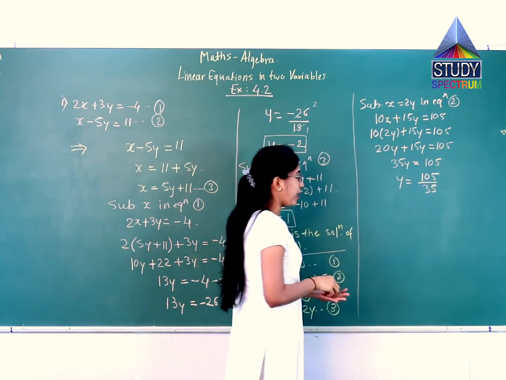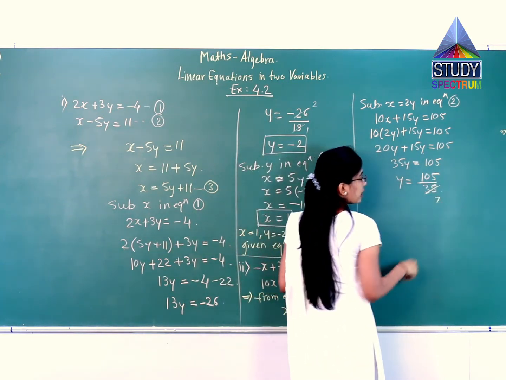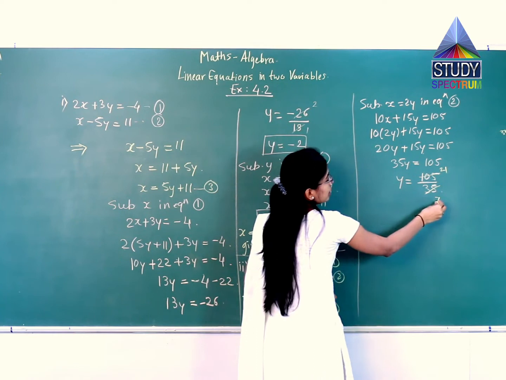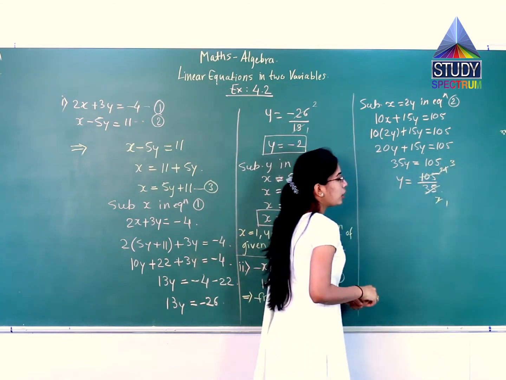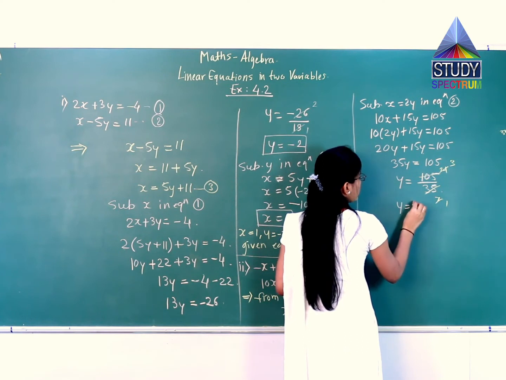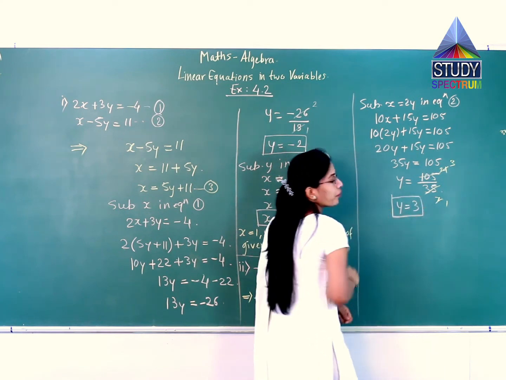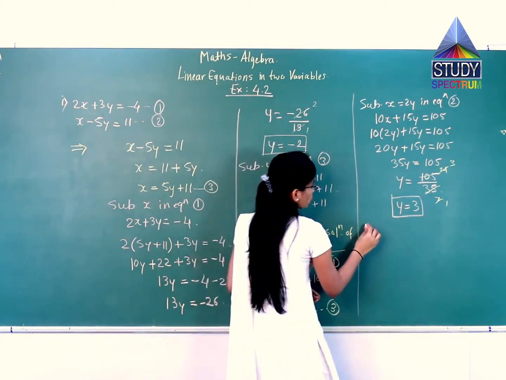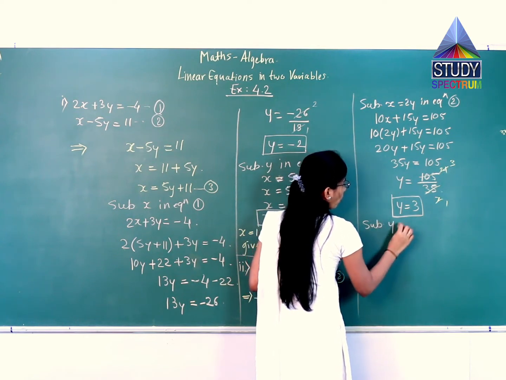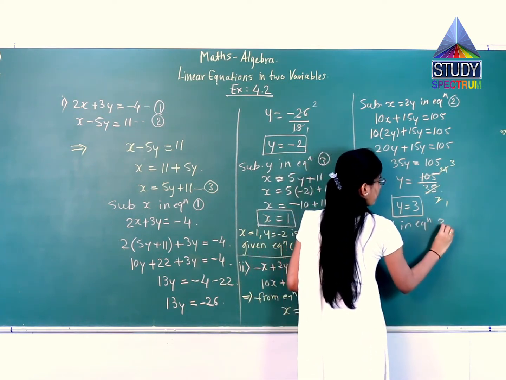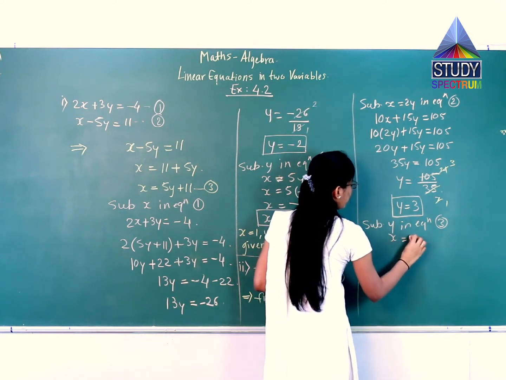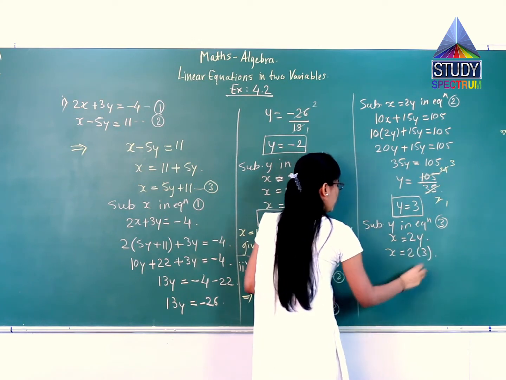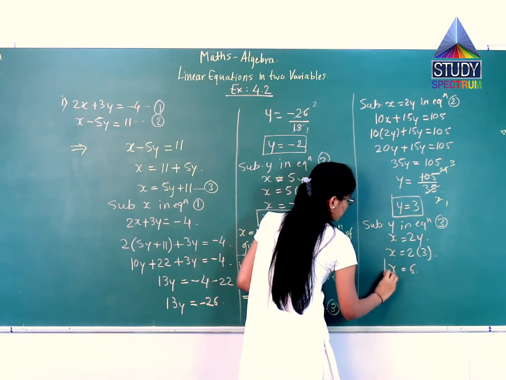So let us divide it by 5 first. 5 sevens are 35, then 5 twos are 10, and 5 ones are 5. So again 7 ones are 7, 7 threes are 21. So y is equal to 3. We got our first value here. So we will substitute this y in equation number 3. So substituting y in equation 3. So what is my equation number 3? x is equal to 2y. So x is equal to 2 into 3. So x is equal to 6.